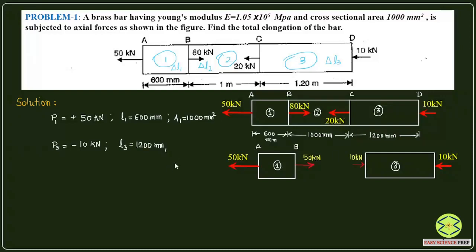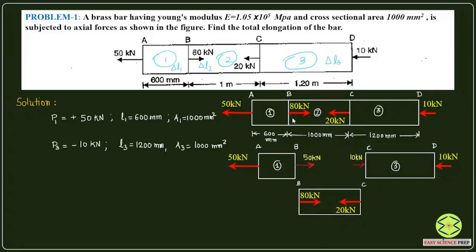and area is same for the third section also. So A3 is again 1000 mm square. Now the remaining section is the section 2, which is BC. So I'll draw it here, and we'll try to understand what loads are going to act on the section BC. So BC is here, this was CD.